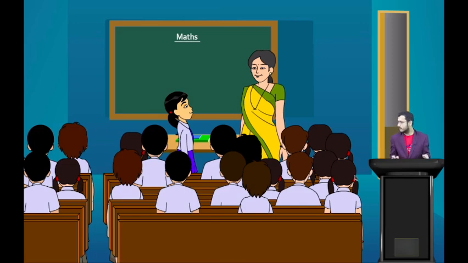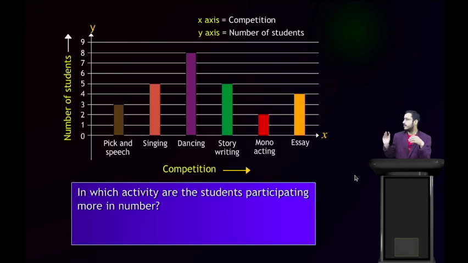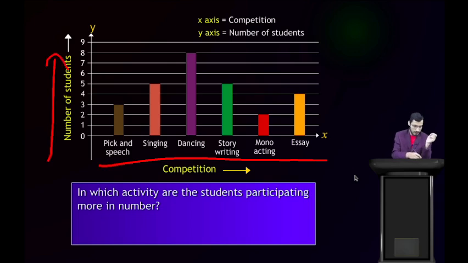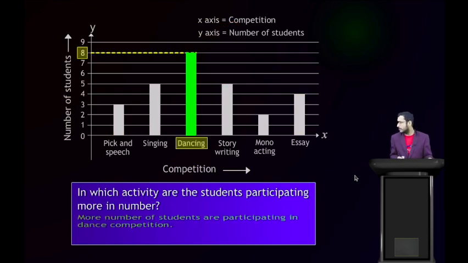Now again you can see the scenario here with activity name, roll number and number of students. We can represent this data in this form here. Here the number of students is on the y-axis and the competition, that means the activity name, is on the x-axis. In which activity are the students participating more in number? You can find it easily: the dancing competition. More students are in the dancing competition.